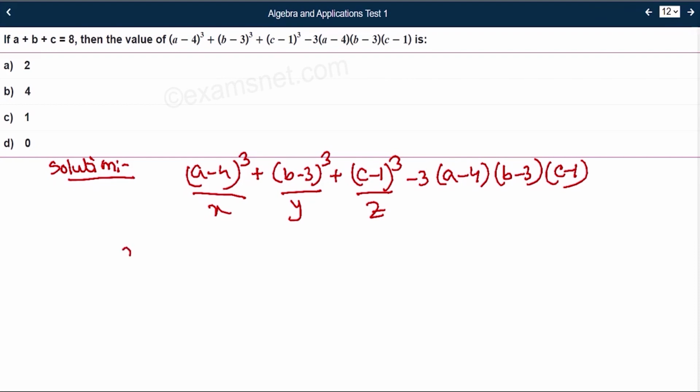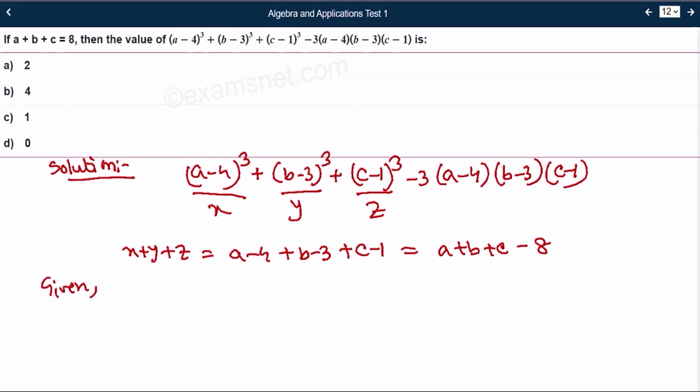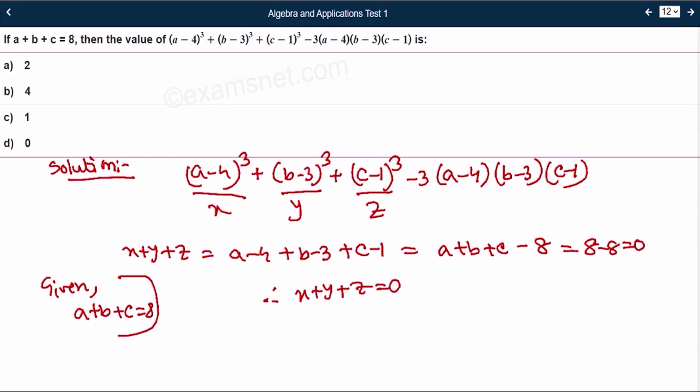Now adding these x, y, and z, I will get x plus y plus z as a minus 4 plus b minus 3 plus c minus 1. That means a plus b plus c minus 8. Right? Now we are already given that a plus b plus c equals 8. So I will put the value of a plus b plus c here. 8 minus 8 will give us 0. That means x plus y plus z equals 0.